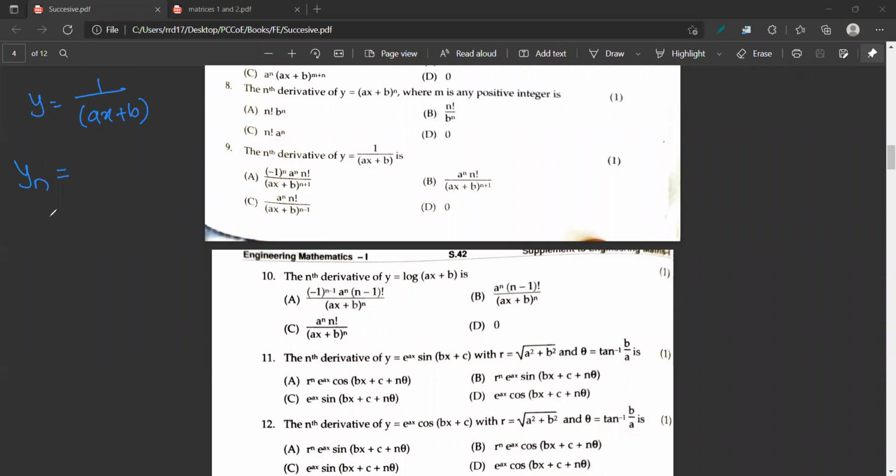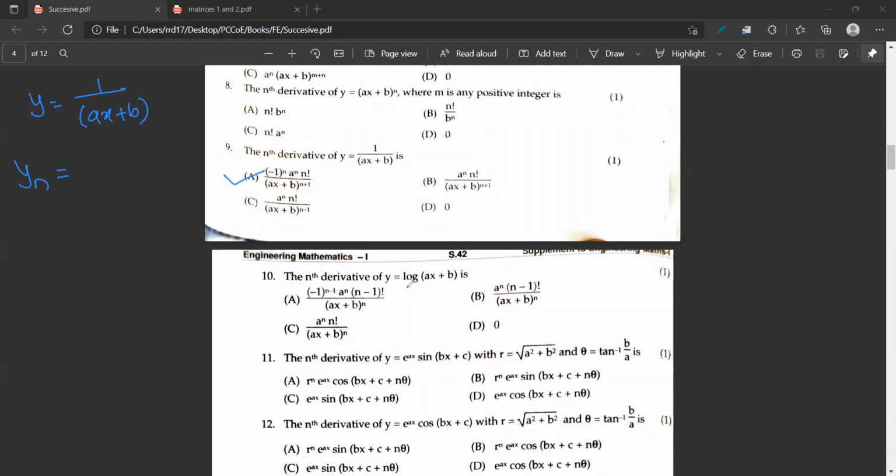Option A? Yes. No, not for... I'm sorry, I made a mistake. It is n plus 1. So here, option A: minus 1 raised to n into a raised to n into n factorial upon ax plus b raised to n plus 1. Keep this in mind. Don't get confused.